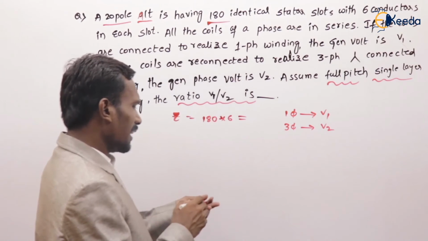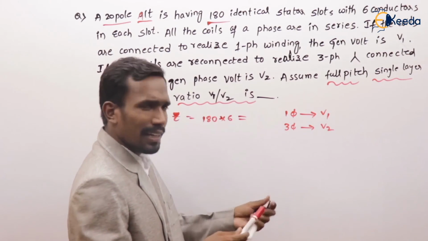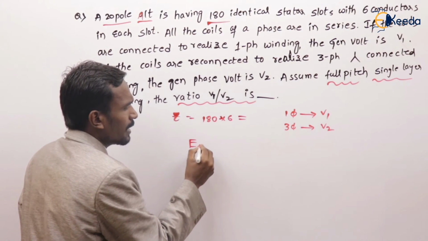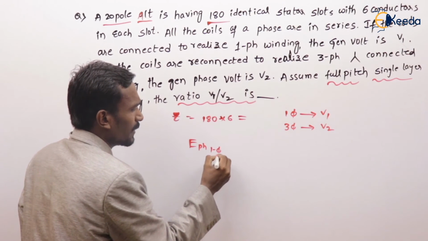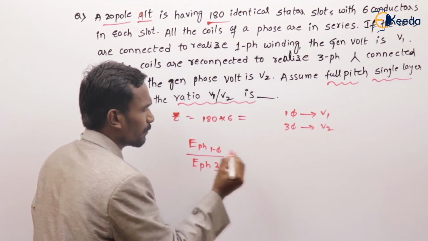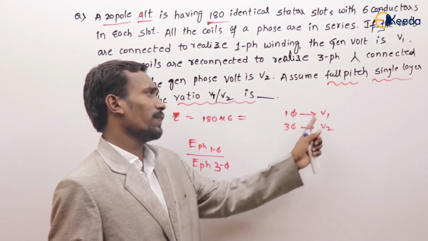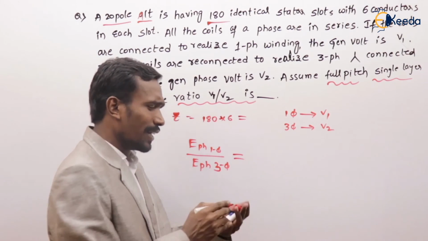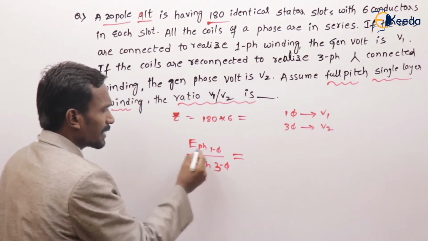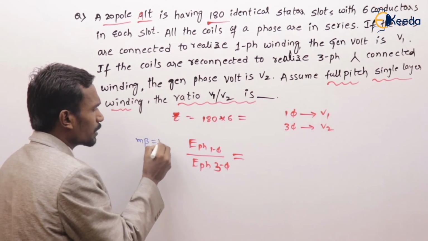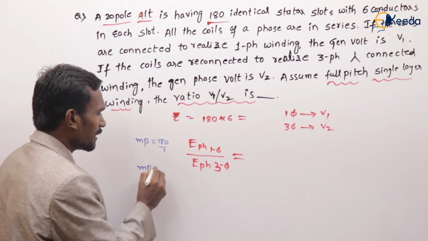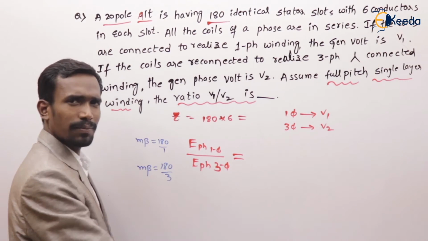Yeah, tell me. Generally, this is the problem like we already saw in the previous question. This is the problem of EMF per phase in single phase to the EMF per phase in three phase. For this, I gave you one formula already. What is the formula? For single phase, m beta is equal to 180 by 1. For three phase, m beta is equal to 180 by 3.